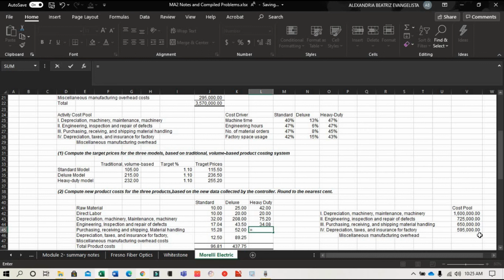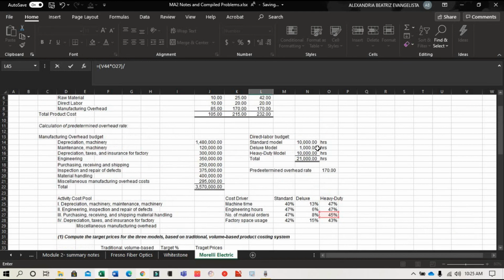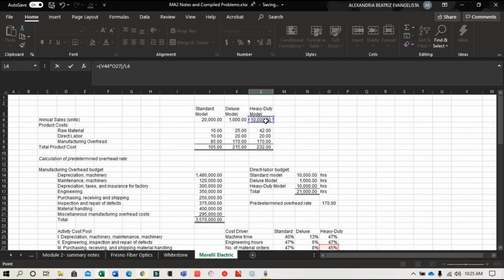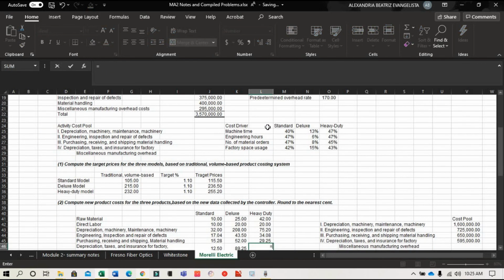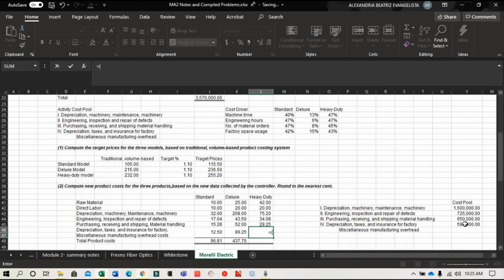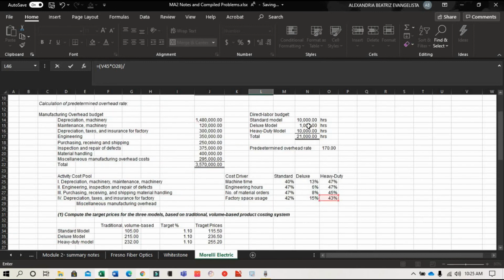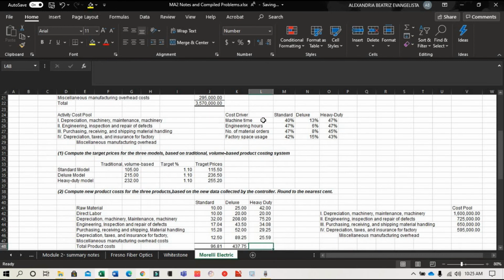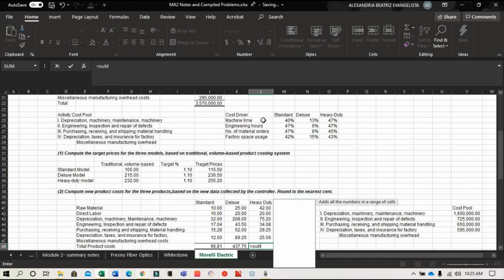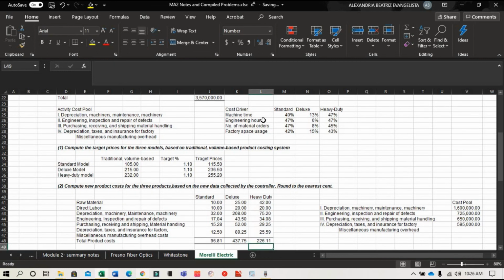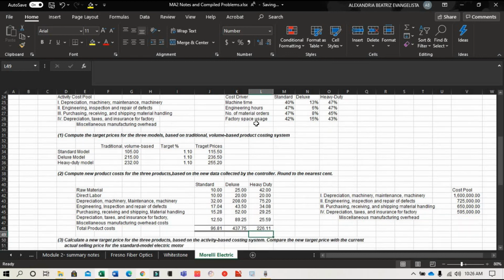For the third cost pool, that is 650,000 multiplied by 45 divided by 10,000. And then lastly, for the fourth activity pool, that is 595 multiplied by 43 divided by 10,000. And the total product cost for heavy duty is 226.11.